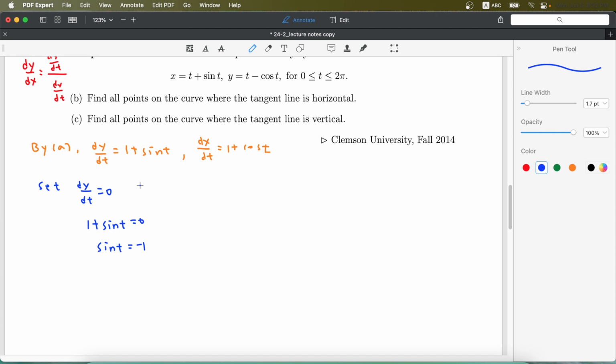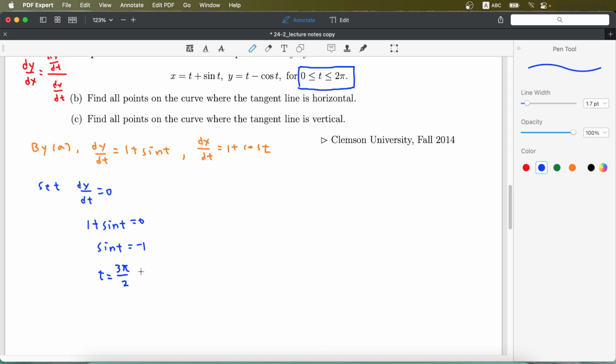Notice that this is a trig function, so you should have infinitely many solutions. t equals 3 pi over 2 is one of them. But if you add 2 pi, sine of 3 pi over 2 plus 2 pi is also -1. If you subtract 2 pi, you still get -1, because sine is a periodic function. But right here we have the domain. We only want t to be between 0 and 2 pi, so that means 3 pi over 2 is good.